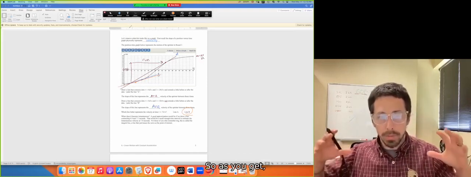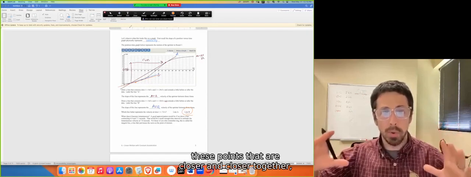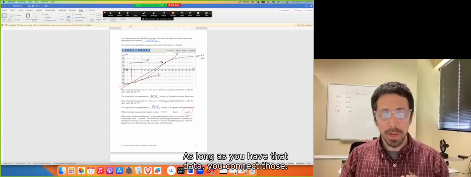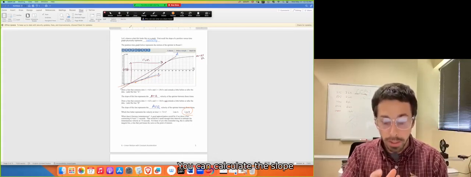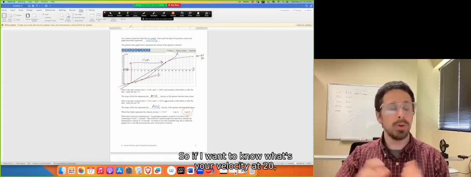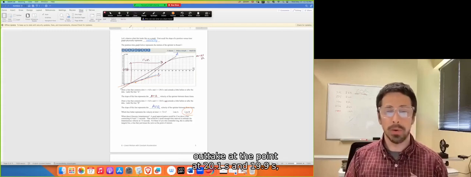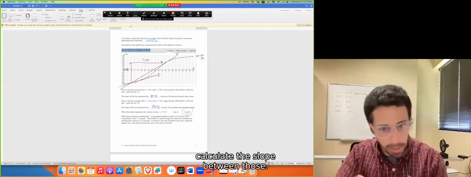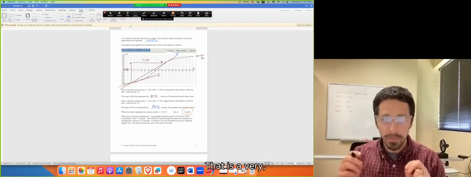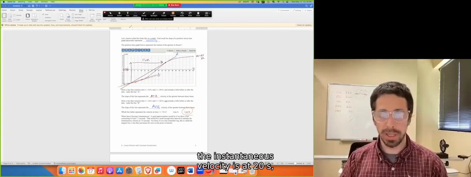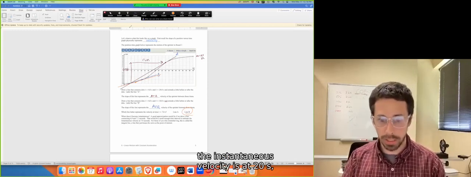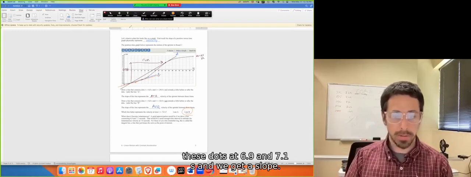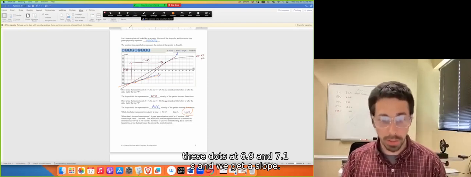And so as you start connecting these points that are closer and closer together, as long as you have the data, you can calculate the slope right around that line. So if I want to know what's your velocity at 20, I would take the points at 20.1 seconds and 19.9 seconds, and calculate the slope between those. That is a very, very good estimate of what the instantaneous velocity is at 20 seconds, or in this case for 7 seconds, we connect these dots at 6.9 and 7.1 seconds, and we get a slope.